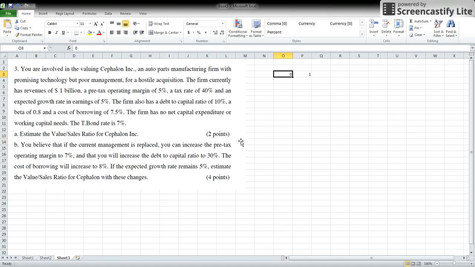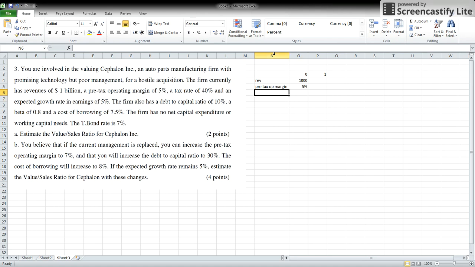Because this is a single growth horizon, no two growth rates are given, so you're only interested in what the values are right now and what they are expected to be next year, and then it's a constant growing perpetuity formula. So we've got revenues of 1,000 million, which is $1 billion, and a pre-tax operating margin of 5%.